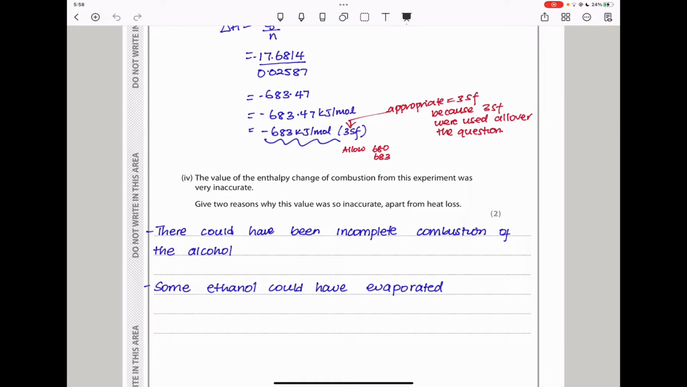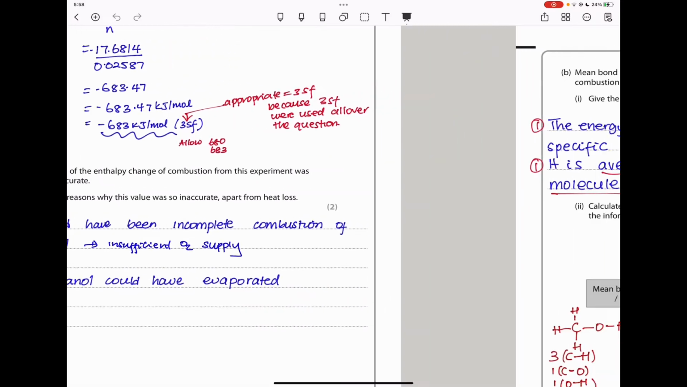This is due to insufficient oxygen supply. And then the next part, I said some ethanol could have evaporated. This is due to when they are opening the spirit burner and then closing it in order for them to light it, some of the fuel could have evaporated.